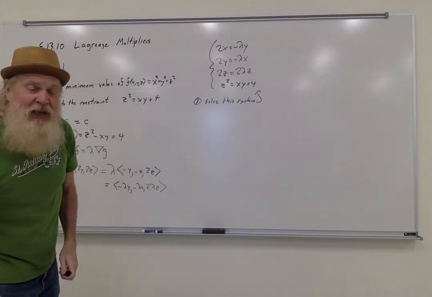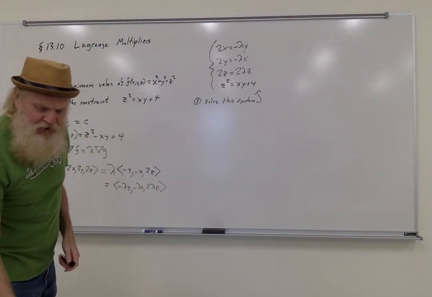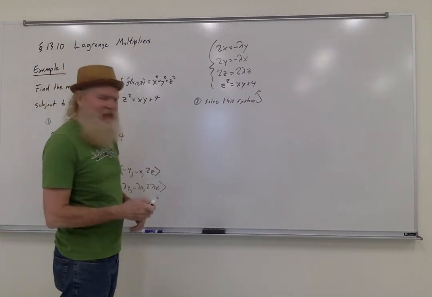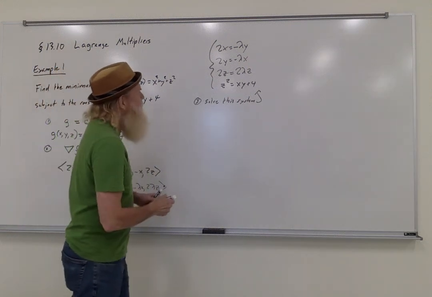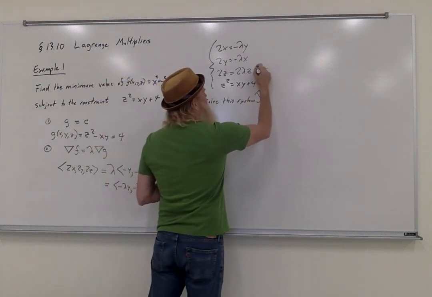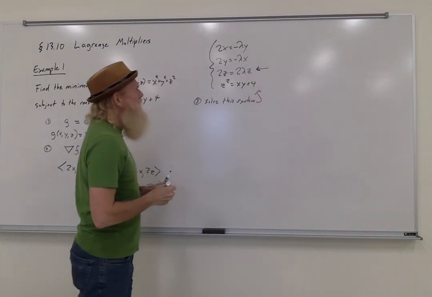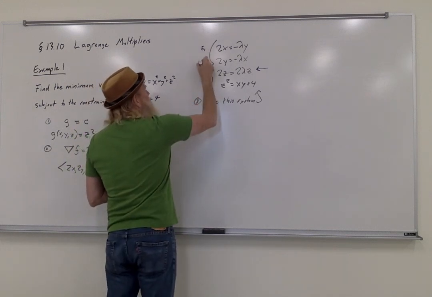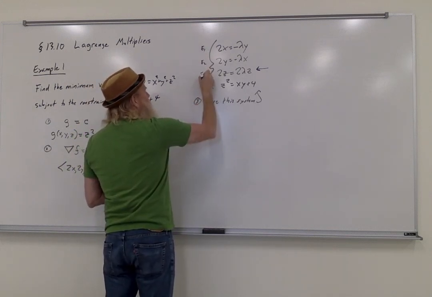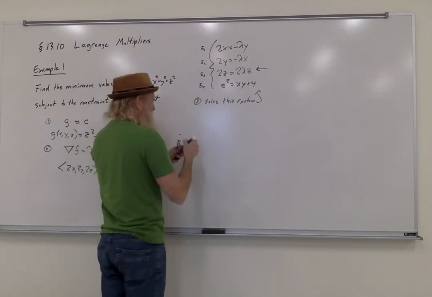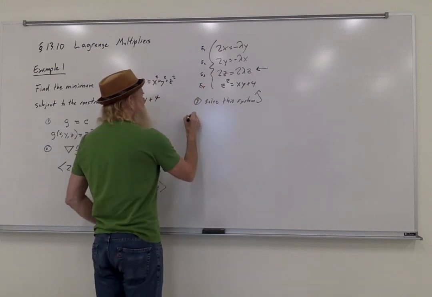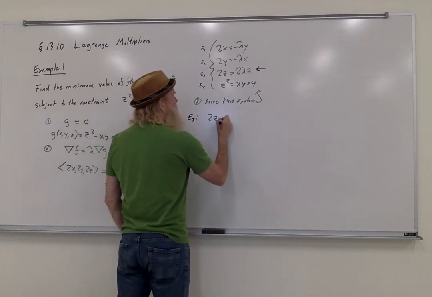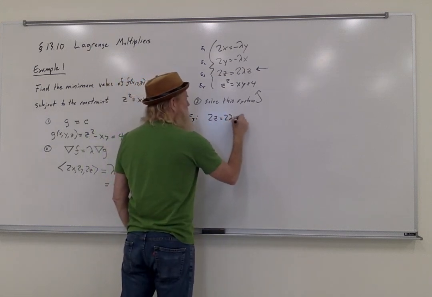Now, since the system's nonlinear, there's not going to be a standard way of solving it, so you just have to look for either inspiration or maybe a sign of weakness in the problem. Here, this seems to be the weak link to me: 2z equals 2 lambda z. So calling these equations 1, 2, 3, and 4, let's look at equation 3. Equation 3 says that 2z is 2 lambda z.